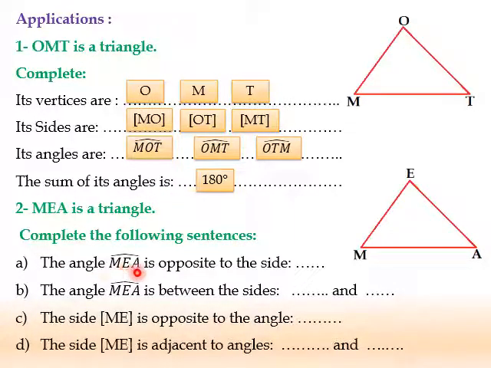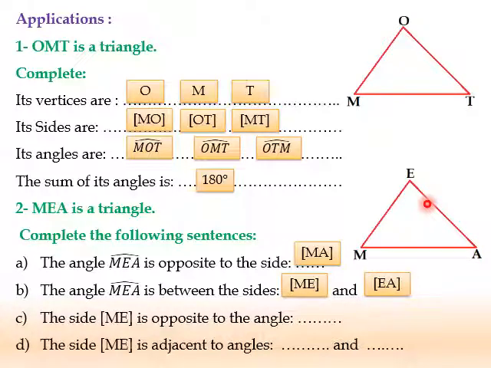The angle MEA, this angle that I am talking about, is opposite to the side. Which side is opposite to it? MA. The angle MEA is between two sides. What are they? Two sides, ME and EA.